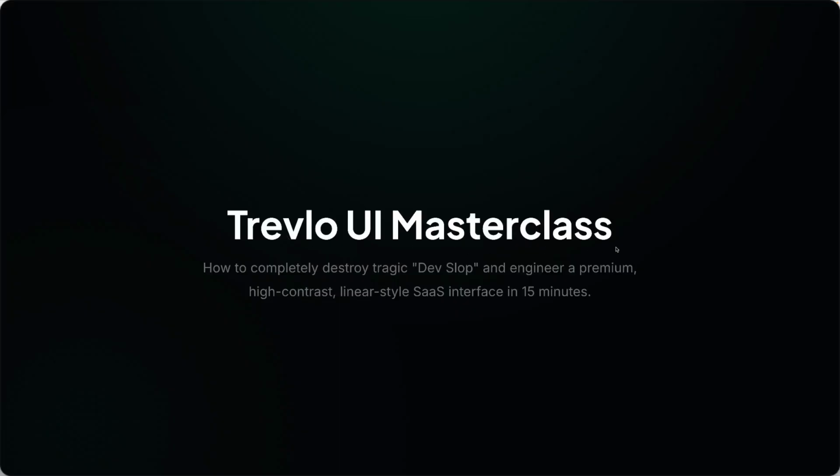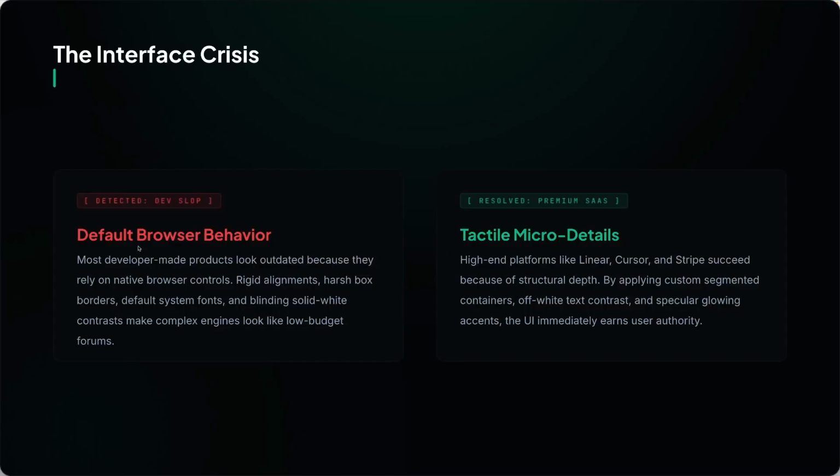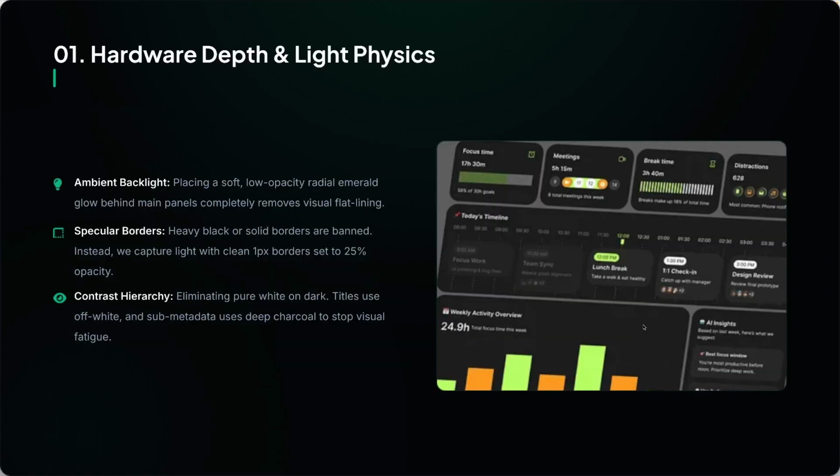What you just saw was an example of a weak UI. I'm going to show you how you can make your UI much better. The default browser behavior is that it's going to give you outdated rigid alignments, harsh box borders, and a default font system. How you can make it better is that you can make it high-end by adding Linear, Cursor, Stripe, and other depth to make the UI immediately earn users' authority.